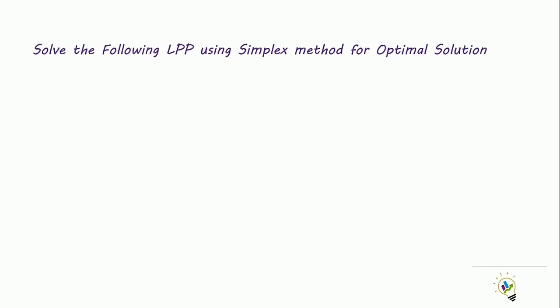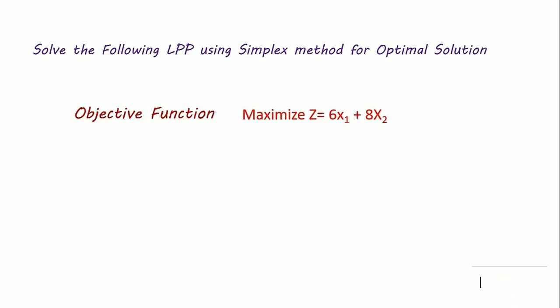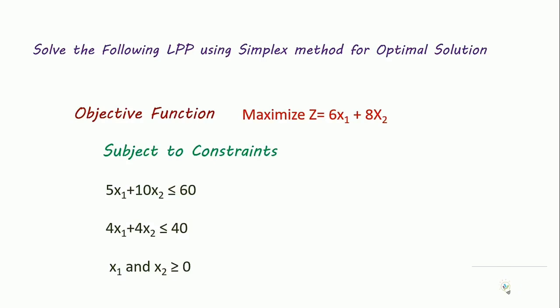Solve the following LPP using simplex method for optimal solution. The objective function is maximize z is equal to 6x1 plus 8x2, subject to constraints 5x1 plus 10x2 less than or equal to 60, 4x1 plus 4x2 less than or equal to 40, x1 and x2 greater than or equal to 0. So this is the LPP problem which we are going to solve using simplex method.